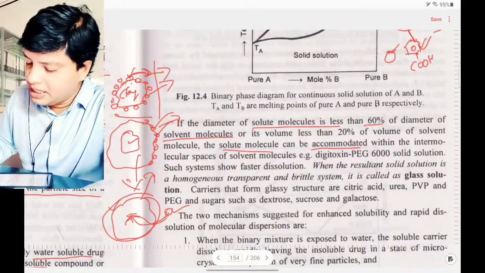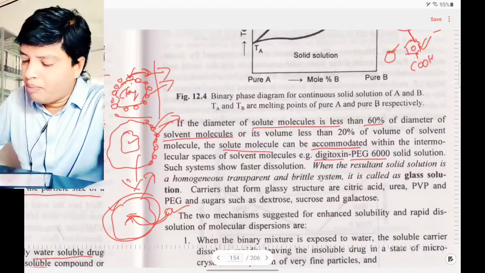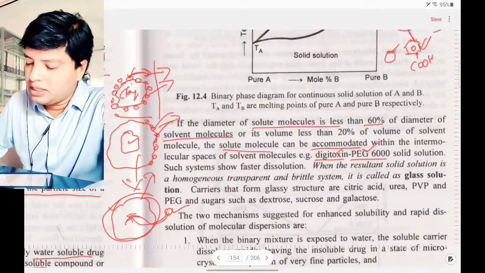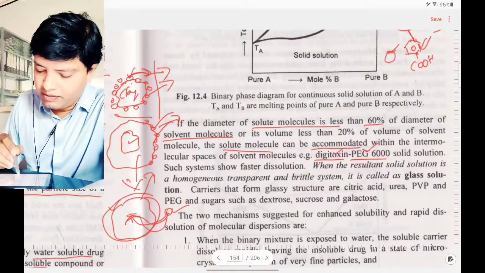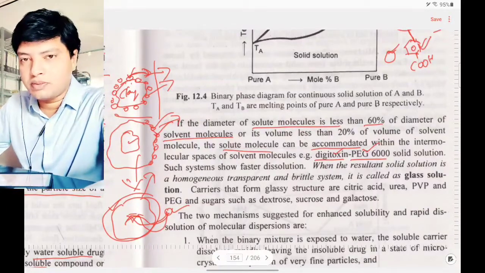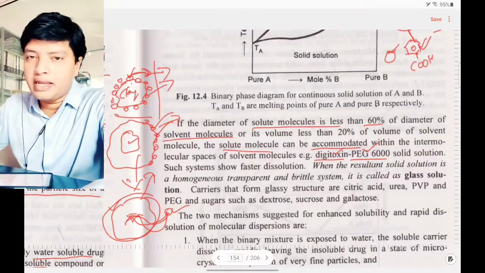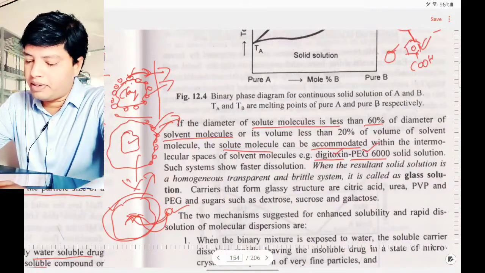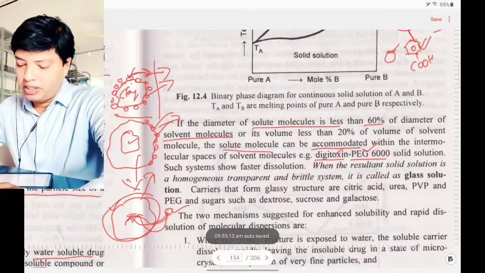Example for this is digitoxin and PEG. Polyethylene glycol is a larger molecule, digitoxin is a smaller molecule. So your digitoxin will go and sit within the intramolecular spaces of polyethylene glycol 6000. Due to this, the solid solution is formed, which is more soluble compared to their parent molecules.